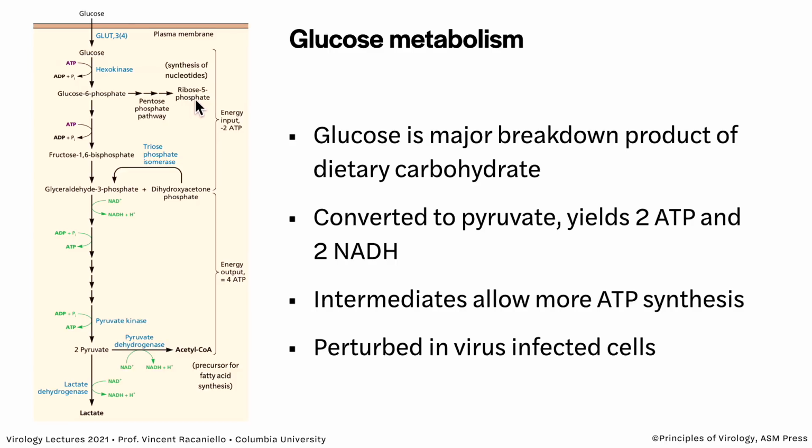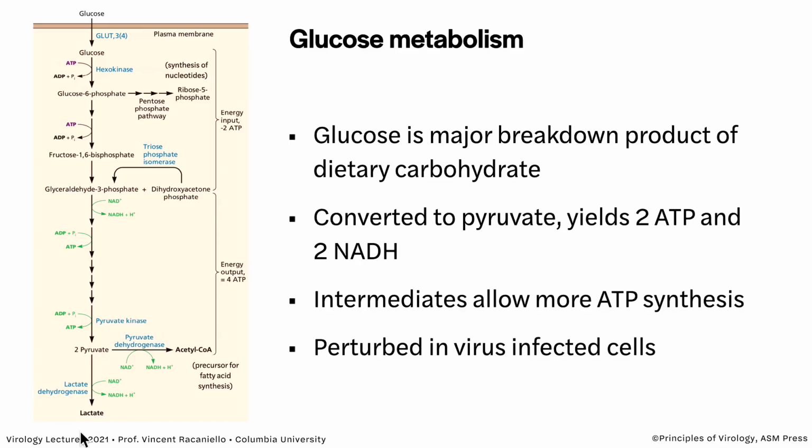And ribose 5-phosphate is a precursor for nucleotides. So this can give rise to nucleotides. And then down here, acetyl-CoA, which can be made from pyruvate, is a precursor for fatty acid synthesis, which of course you need to make membranes, and many envelope viruses need that. In fact, many non-envelope viruses need membranes. They need the membranes to reproduce their RNAs on. And finally, the last step gives you lactic acid, and that reduces the pH of the medium.